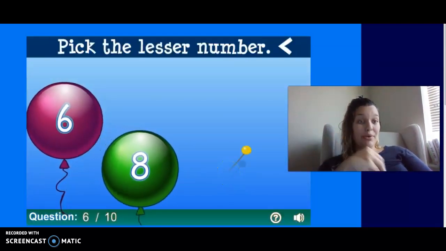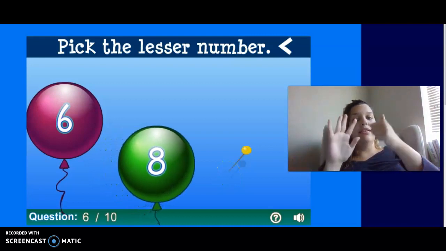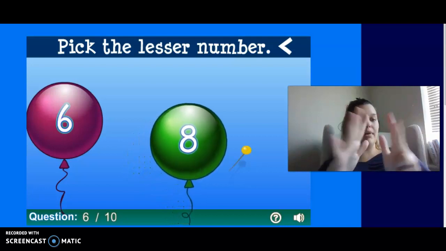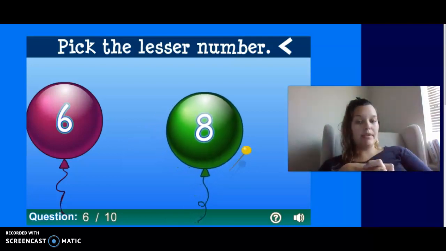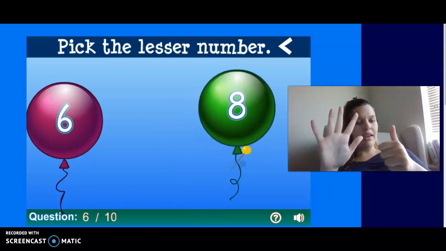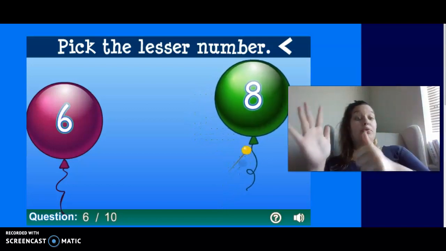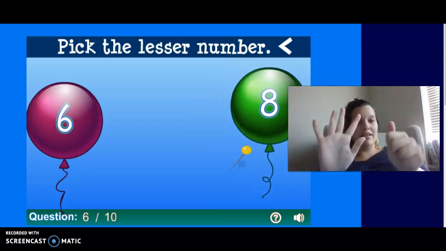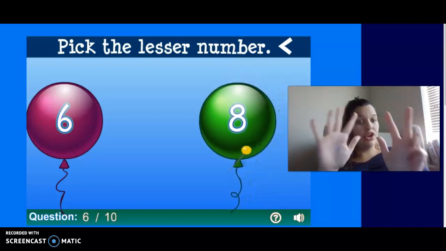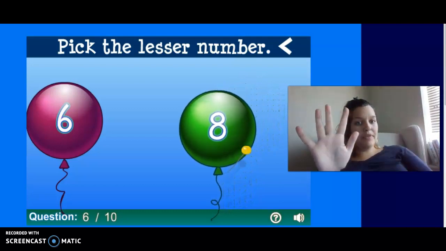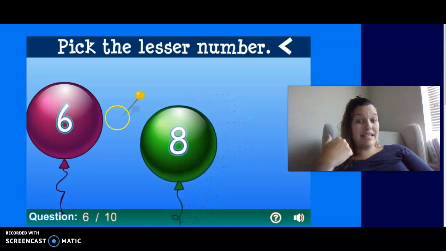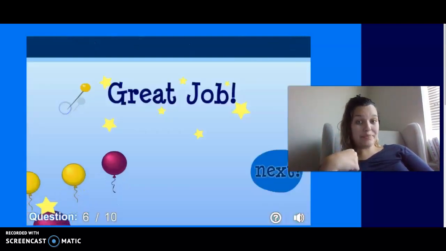Pick the lesser number or the smaller number. Is 6 smaller or is 8 smaller? Think about it. Let's start at 6. To get to 8, do I go up? Oh, do I go up or down? 6, 7, 8. I have to get more to get to 8. So is 8 bigger? Yeah. So is 8 lesser? No. 6 is less than 8.